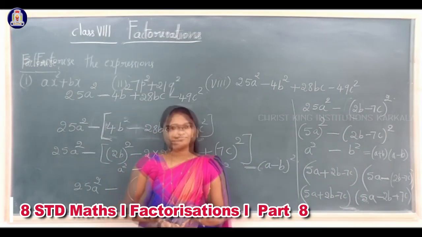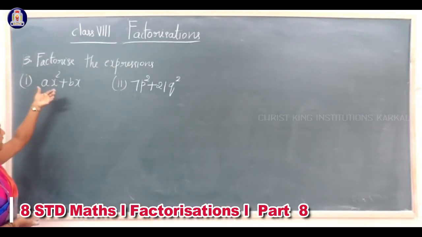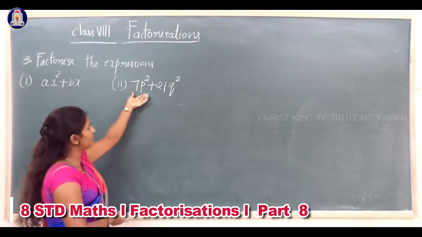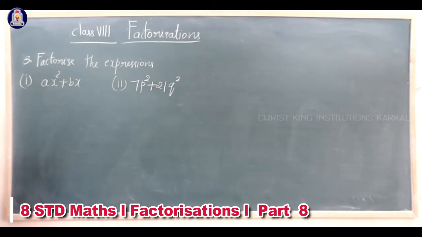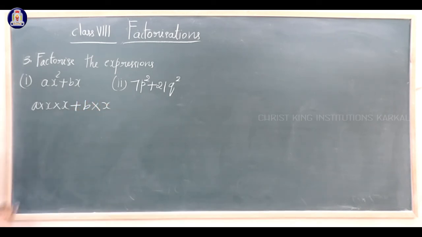Question. Factorize the expressions. The expressions are ax square plus bx. This is the first expression. And the second expression is 7p square plus 21q square. So here ax square plus bx. In this, ax square means x we can multiply 2 times, x into x. Clear? So plus bx means b into x. So this is very simple. First see the term and check whether we can take a common factor or not. First you have to check.